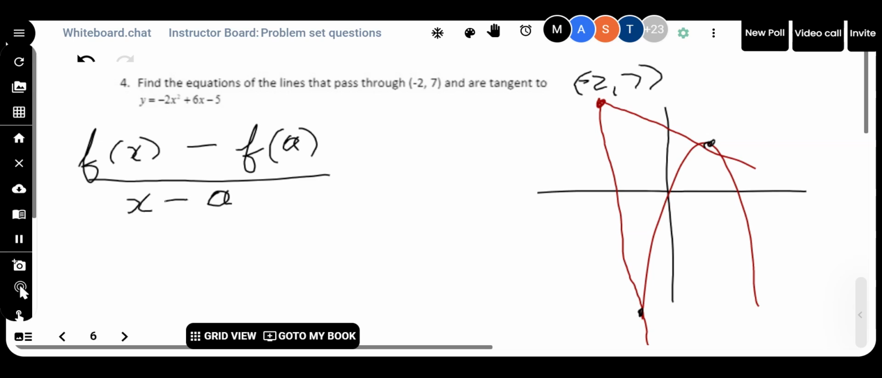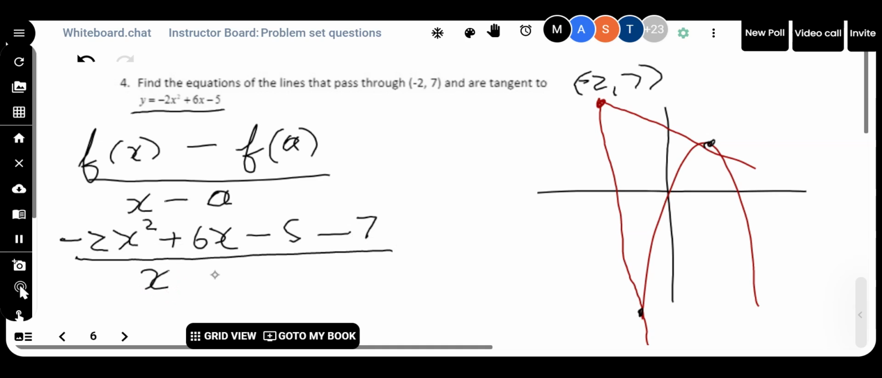Well, that would mean that I would have the function f of x, which is this thing here. I'm going to write that down as my f of x, the -2x squared plus 6x minus 5. And I'm, again, trying to use this point of -2, 7. So I'm going to subtract from that the y value at this point, which is the 7. I'm going to put that over x minus the x value, which is minus 2. So x minus minus 2, and we're just going to put x plus 2 for that, right? Because that's the way we find the slope of the function.